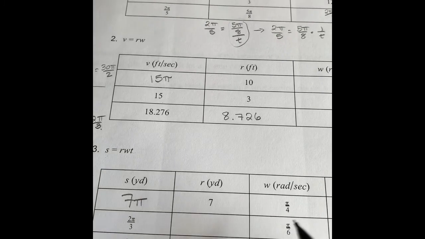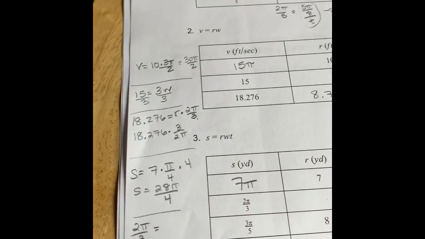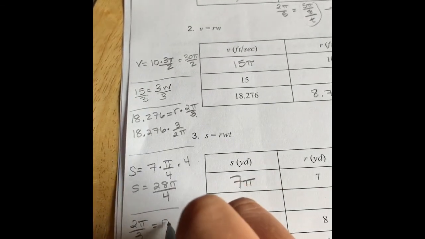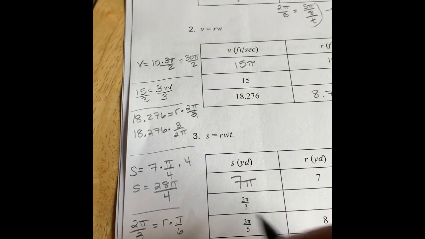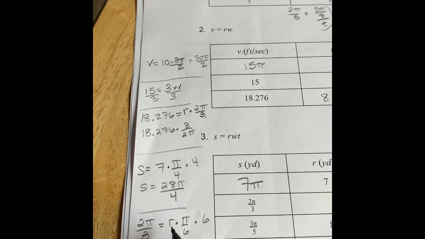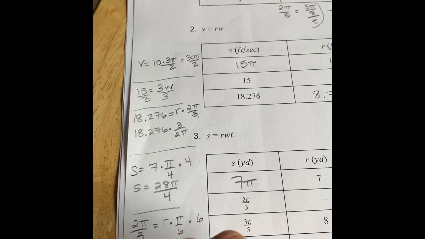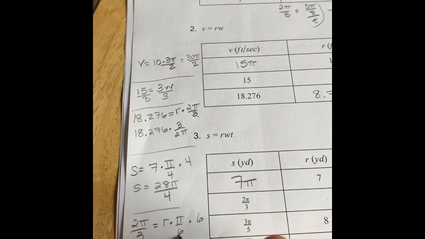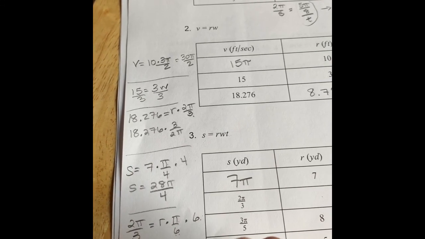On the next one, you can see that R is the one that's missing. So we're going to use the same formula, and we're going to plug in the 3 pieces of information that you see here to find it. So S is 2 pi over 3. R is what we're trying to find, times W, which is pi over 6, times T, which is 6. Same thing here. With this here on the right-hand side, you have 6 pi over 6. Well, the 6's can basically cancel, so you're just left with R times pi.